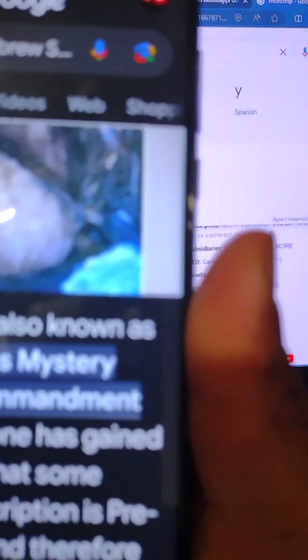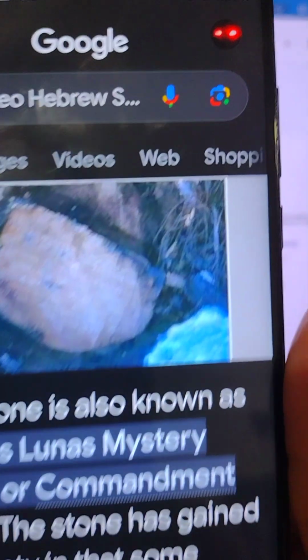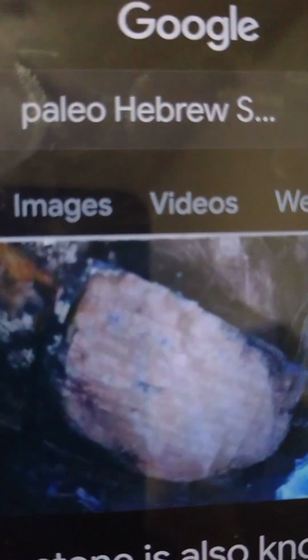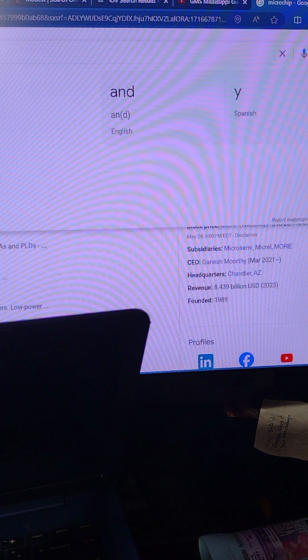According to Wikipedia, the stone is also known as the Las Lunas Mystery Stone or Commandment Rock. The stone has gained notoriety in that some claim the inscription is pre-Columbian, and therefore proof of early Semitic contact with the Americas.